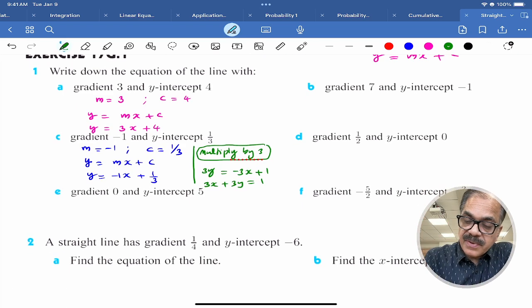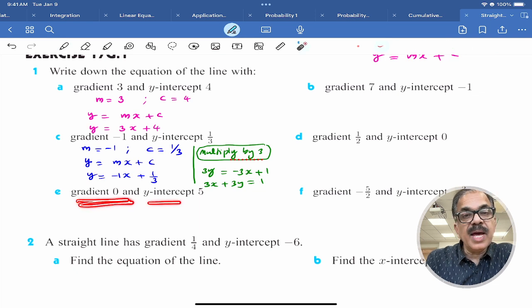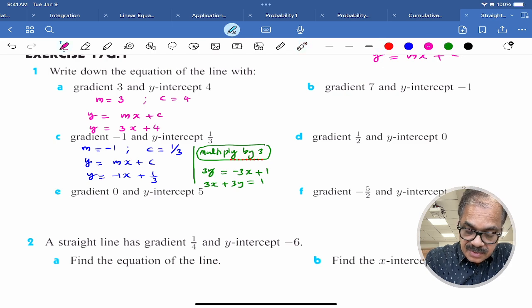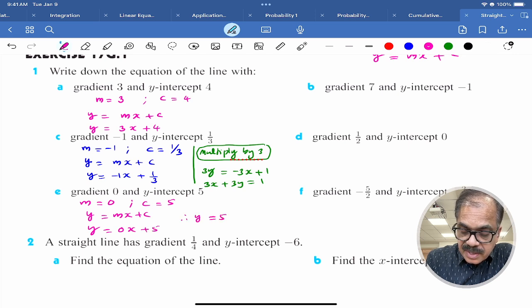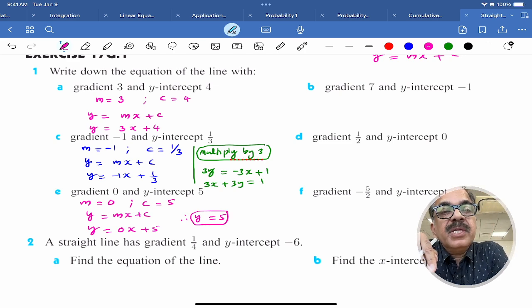The next one, look at that. It says find the equation of a line whose gradient is 0 and the y-intercept is 5. So I'm going to write that information. m is equal to 0 and c is equal to 5. So y is equal to mx plus c. y is equal to 0 times x plus 5. Therefore, I get y is equal to 5. So that's the equation.